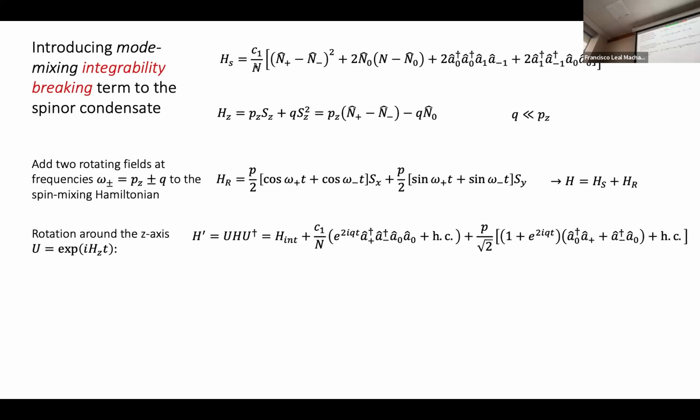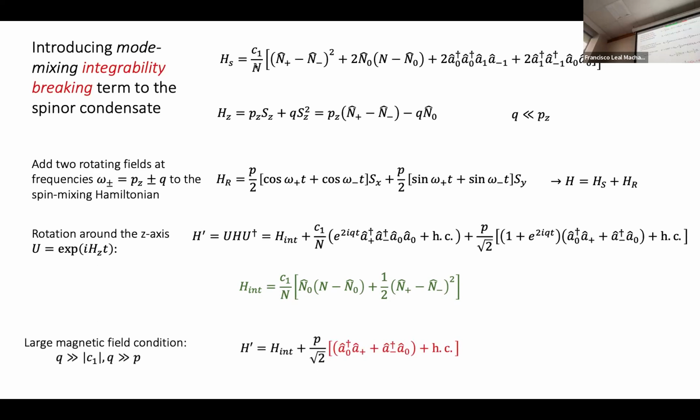Here, the H int stands for these simple density interactions. And one condition: if we have a large magnetic field, then we can integrate over these fast oscillations and end up with this effective Hamiltonian that has an interaction part and the mode mixing part that is breaking integrability.